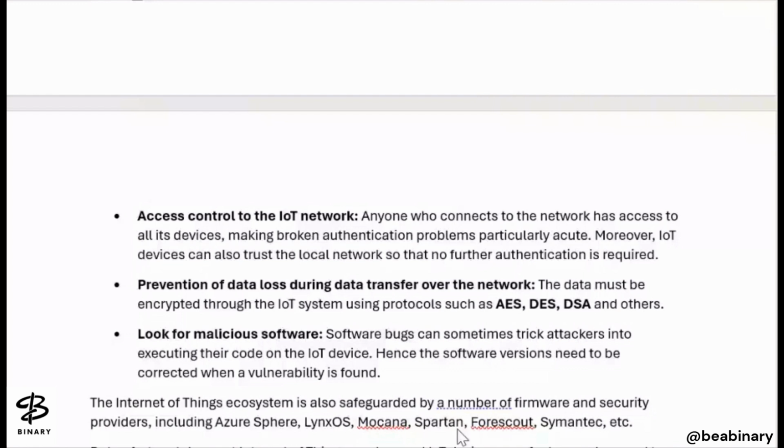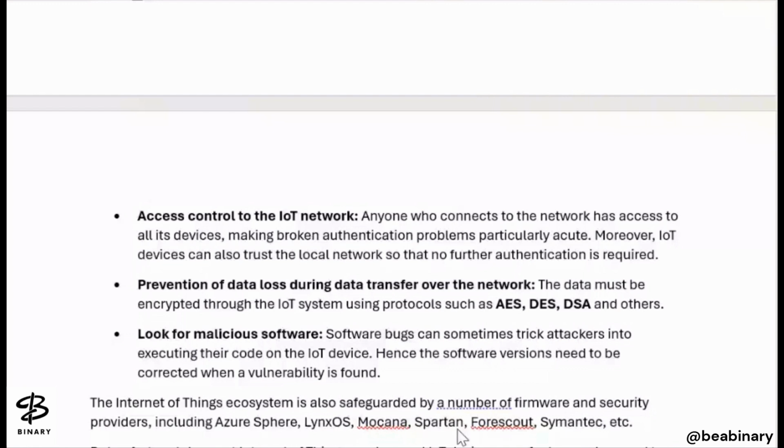So these algorithms or encryption techniques we are using so that the data should not be lost. So, prevention of data loss. When we are talking about the security component of the IoT ecosystem, we are talking about different protocols. The data must be encrypted through the IoT system using protocols such as the Advanced Encryption Standard or the Data Encryption Standard, like DSA and others.